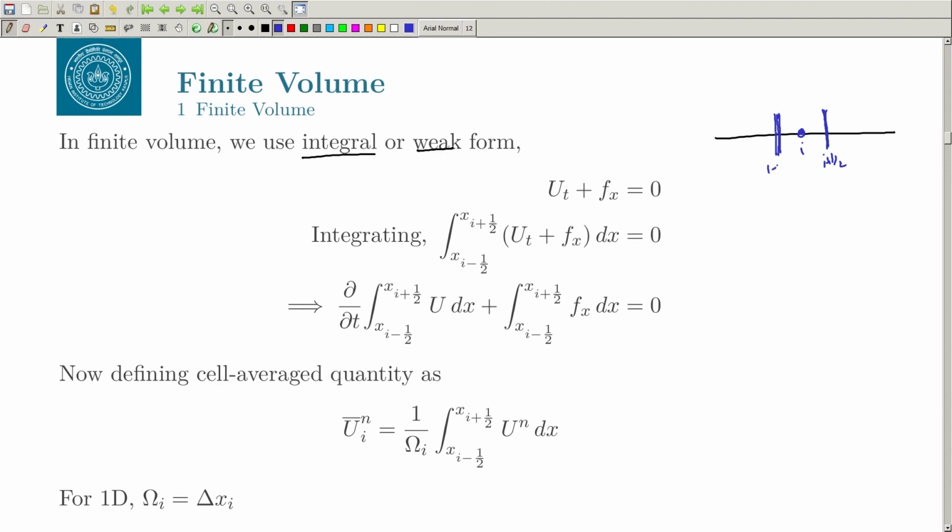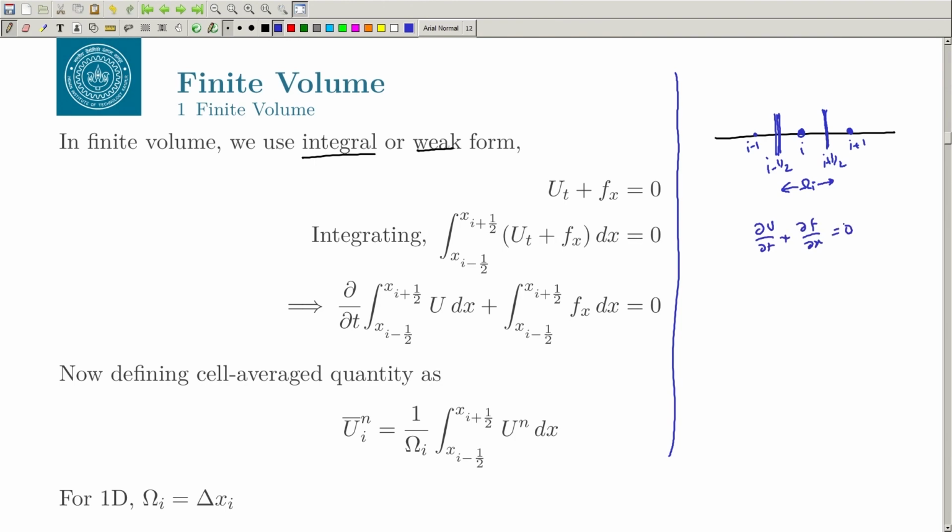And then you have cells here, I plus 1, I minus 1, and this is my omega I. Okay. Remember this picture. So, what are we going to do? We are going to basically integrate our equation. So, our equation is del U by del T plus del F by del x equal to 0.